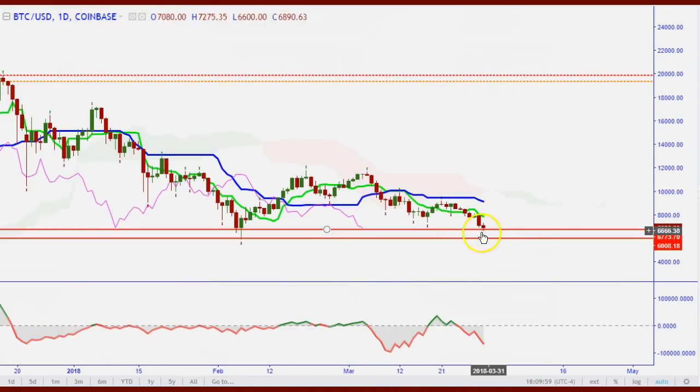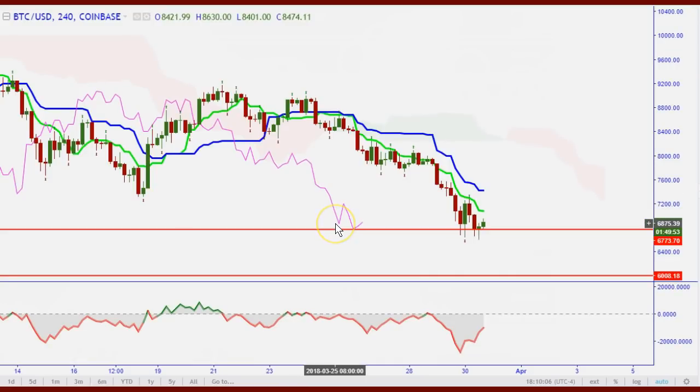So when we're looking at this here, we're looking for a bounce on this level. Nothing really Ichimoku wise. Everything is bearish on Ichimoku. So we want to kind of go down to your 4-hour time frame to hone in on your entry.